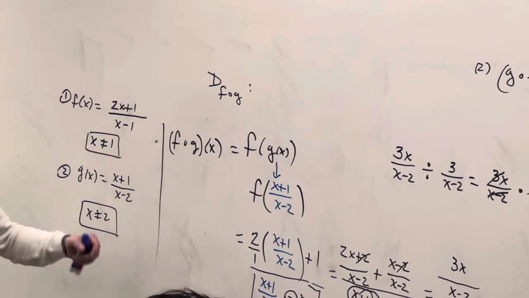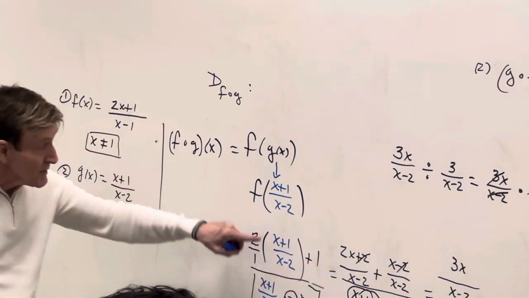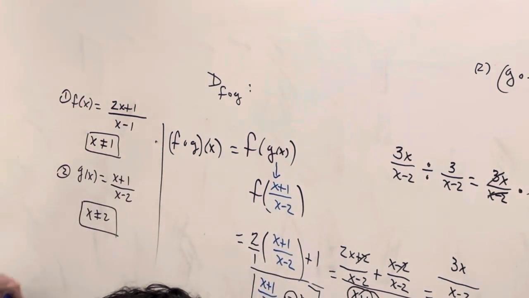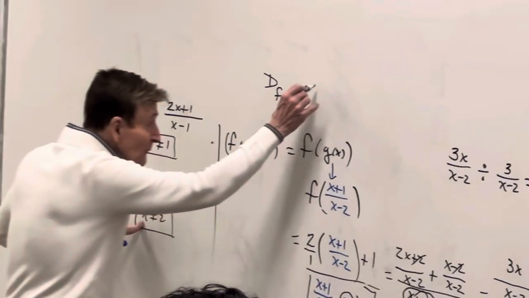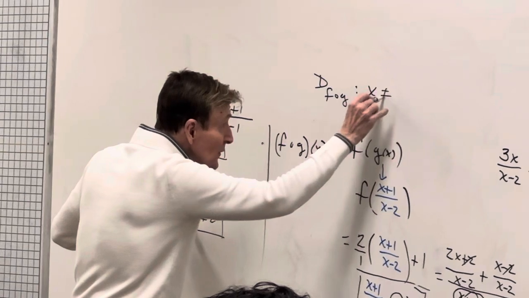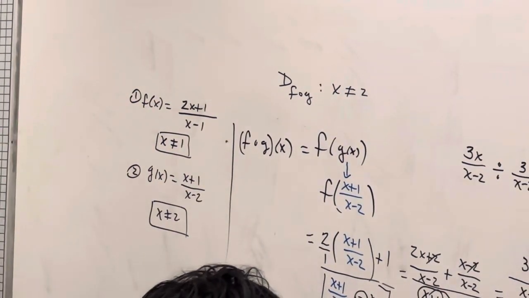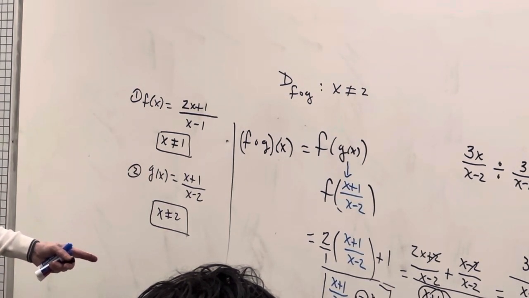I could not have done all this work if this is undefined inside here. So X plus 1 over X minus 2, I better take note. Did they say out here, do not let X be 2? So I gotta make sure I put that right here to show I could not have done the problem if I had not recognized that. And you could place that in interval notation if you wish. Yes or no?